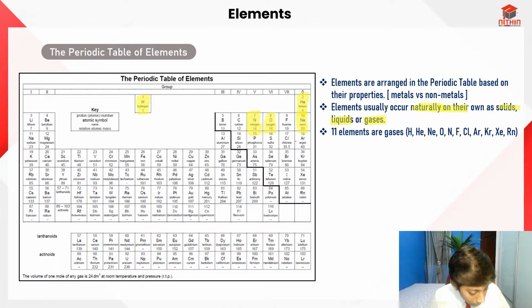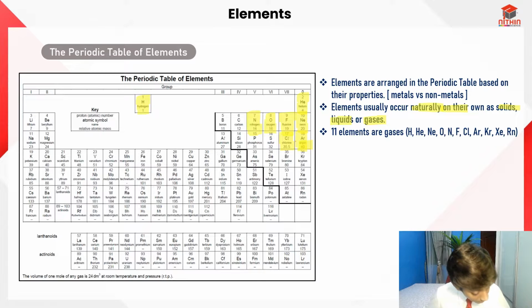Then we have fluorine, represented by the chemical symbol F. Next, Cl, meaning chlorine. Chlorine is a gas as well, so it is represented by the chemical symbol Cl. After that we have argon, represented by the chemical symbol Ar.